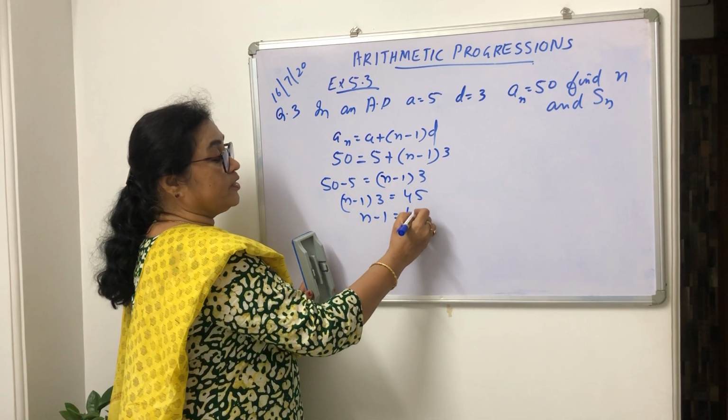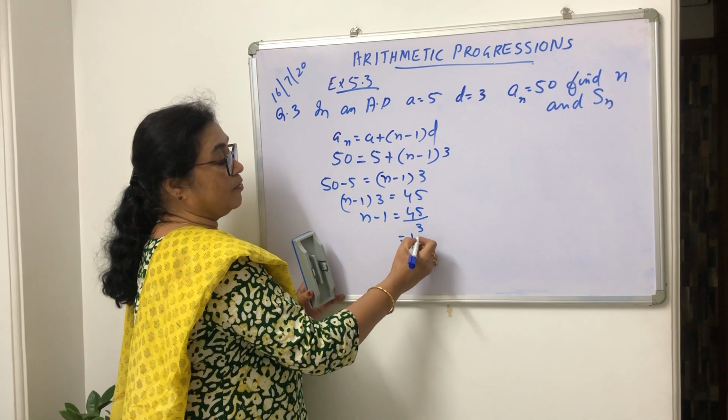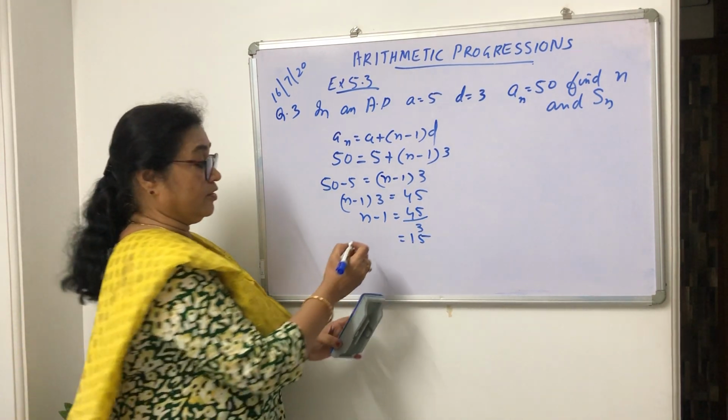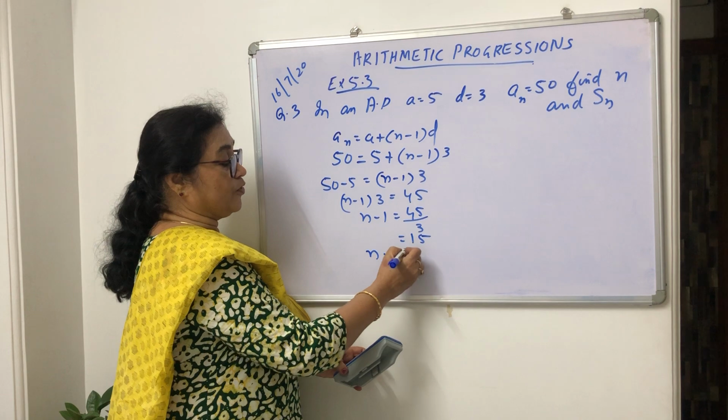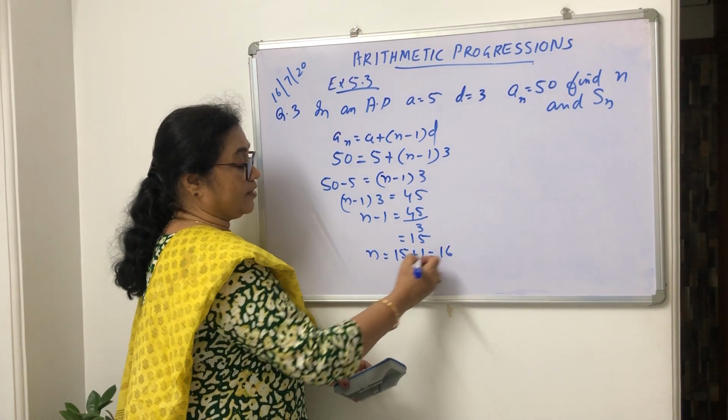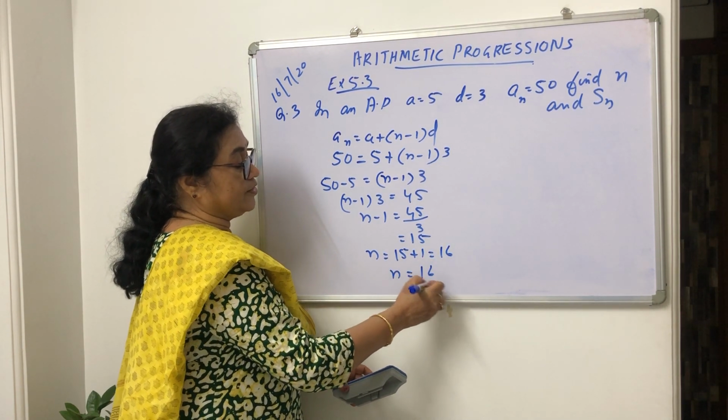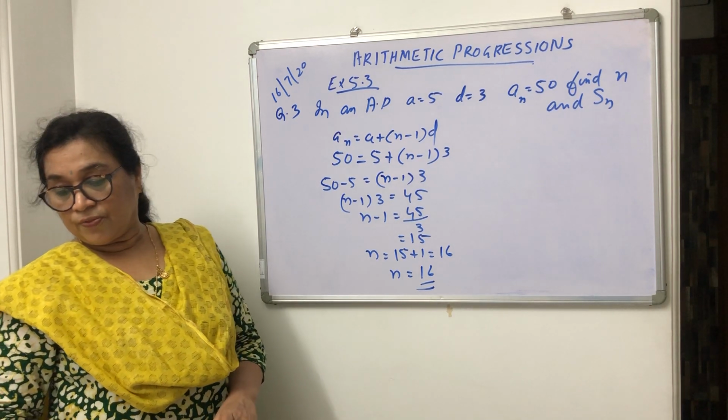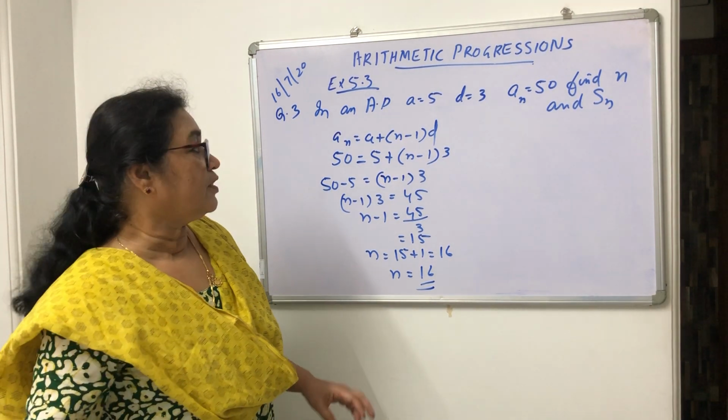N minus 1 is 45 by 3, 15. So n is equal to 15 plus 1 is 16. So you got n is equal to 16. Then you need to find out Sn.